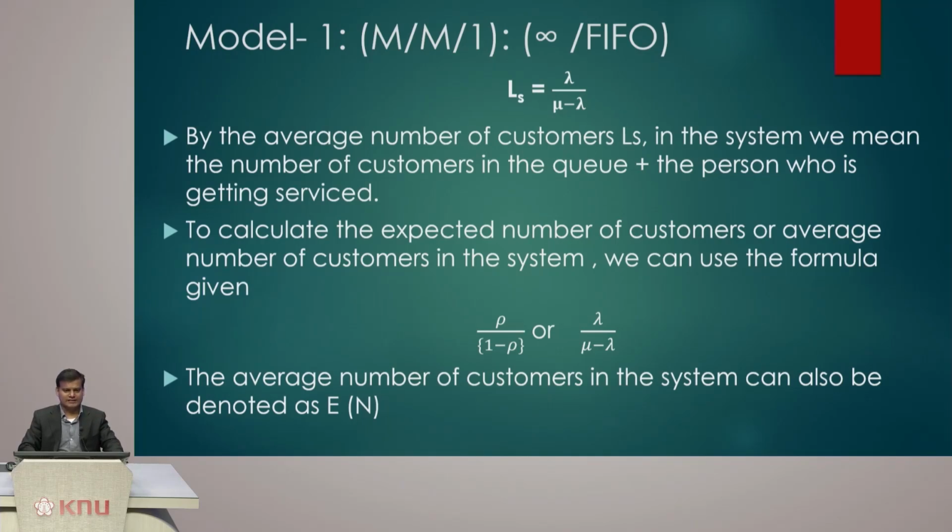So LS, which is the average number of customers in the system, equals lambda by (mu minus lambda). So this is the general formula.